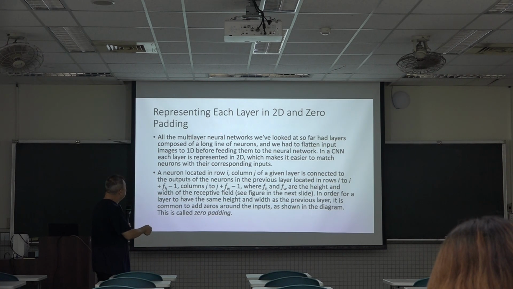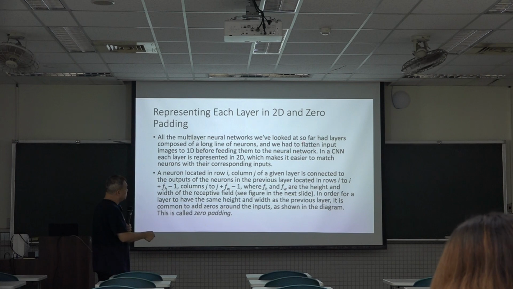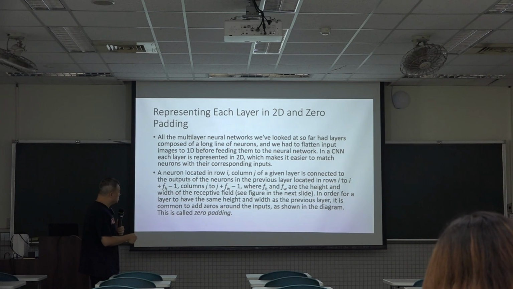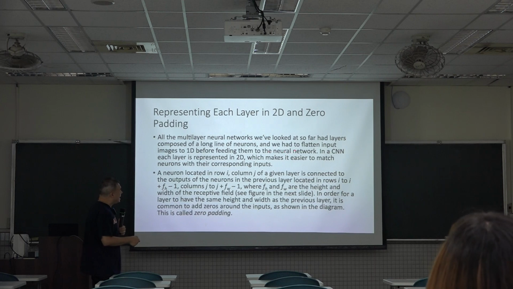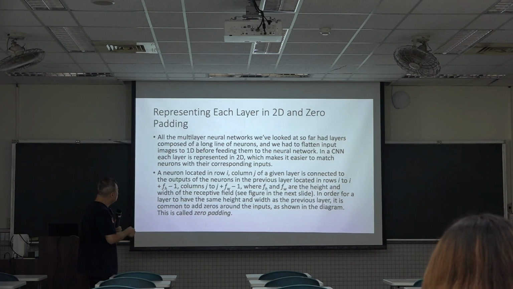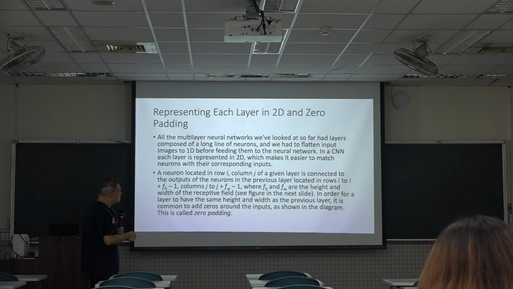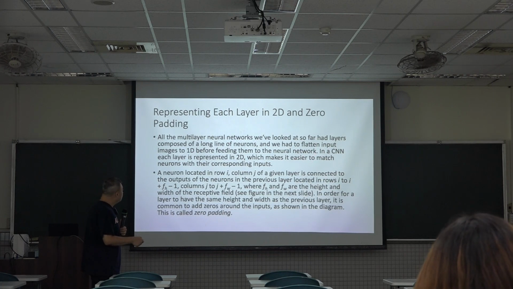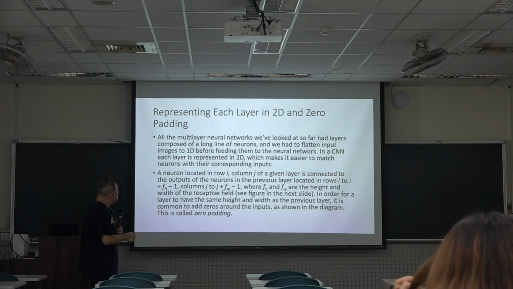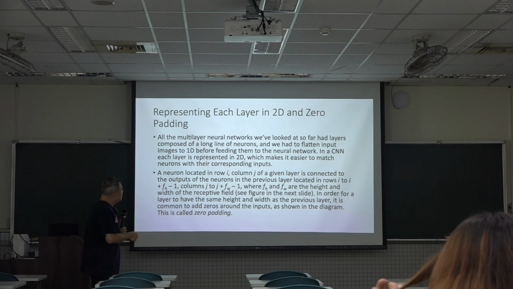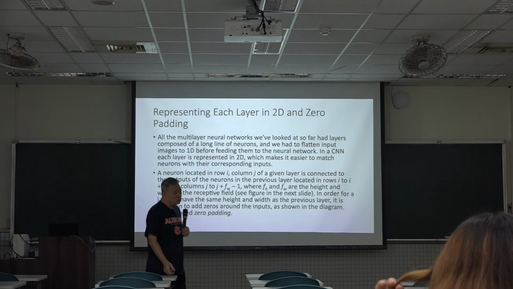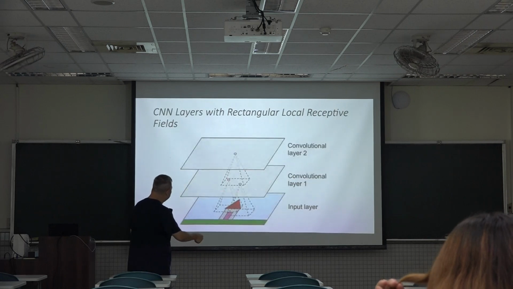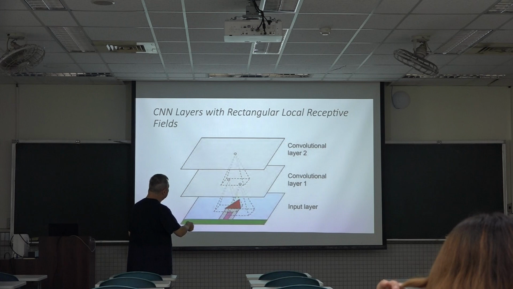All the multi-layer neural networks we have looked at so far had layers composed of a long line of neurons. So we have to flatten the input image into one dimension before we feed it to the neural network. But in a CNN, each layer is normally represented in 2 dimensions, as you can see here.